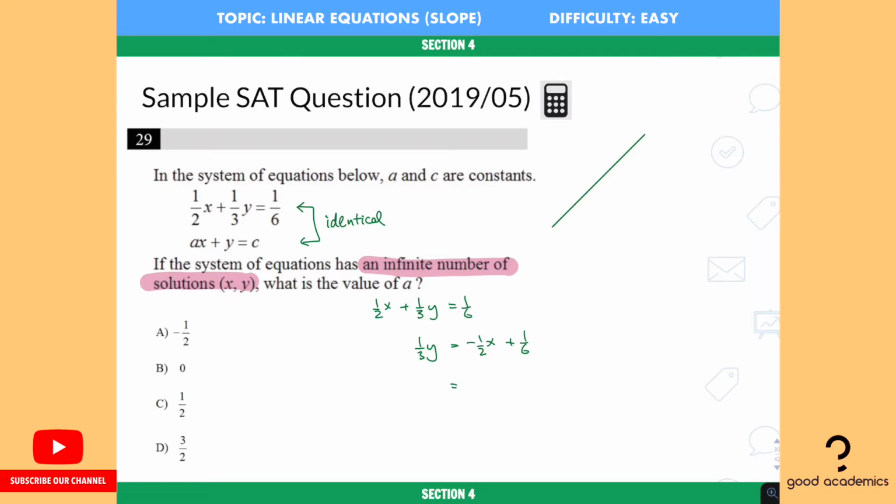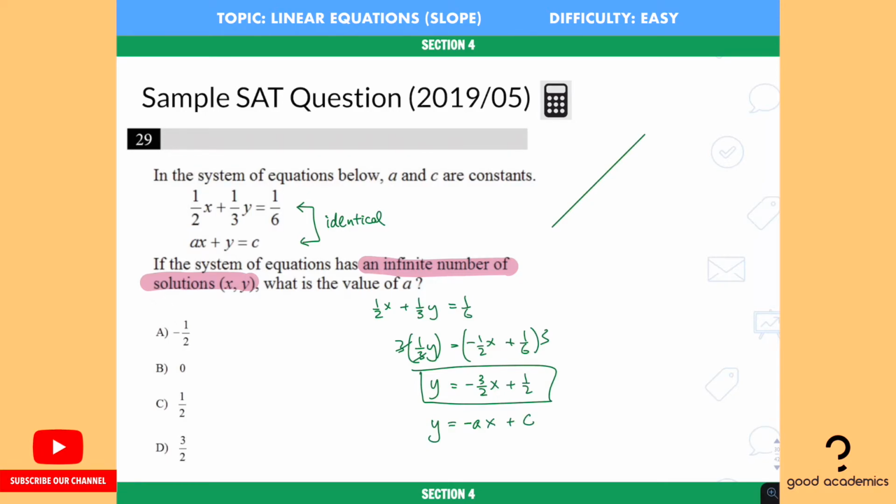To get y by itself, I'm going to multiply by 3 on both sides, and the 3 cancels out on the left. On the right-hand side, you distribute the 3 into the parentheses. So we have negative 3/2 x plus 1/2 as the slope-intercept form of the first equation. For the second equation, I can easily write the slope-intercept form by moving the ax to the right-hand side, which becomes negative ax plus c.